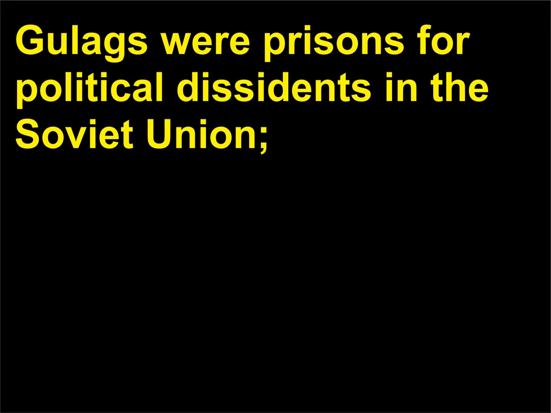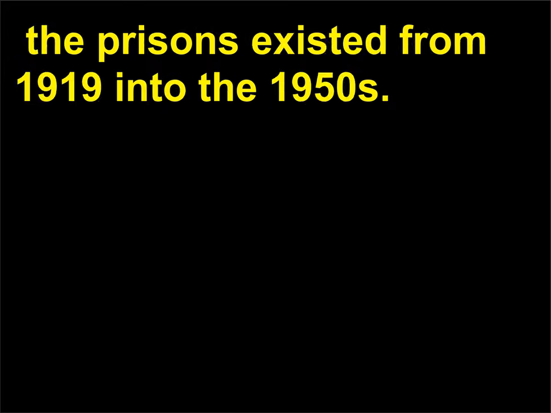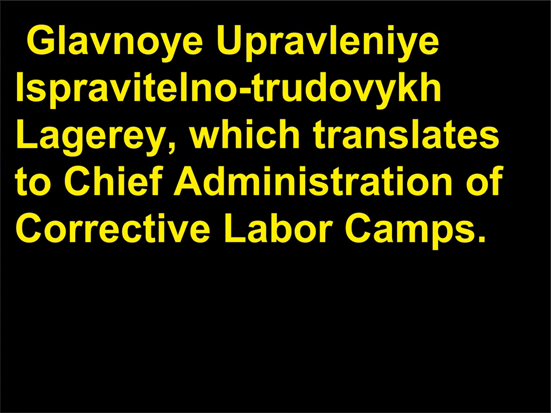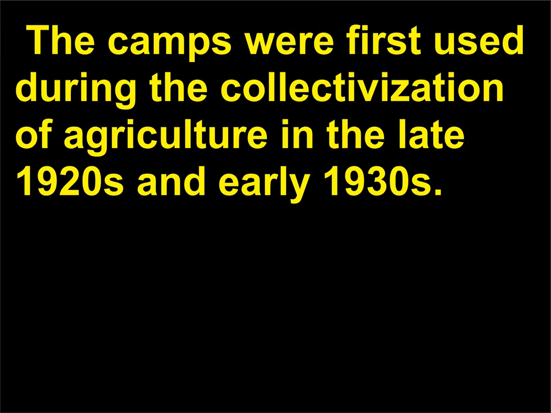Gulags were prisons for political dissidents in the Soviet Union. The prisons existed from 1919 into the 1950s. Gulag is an abbreviation of the Russian name of the system, Glavnoye upravlennoye ispravitelno-trudovykh lagerei, which translates to Chief Administration of Corrective Labor Camps. The camps were first used during the collectivization of agriculture in the late 1920s and early 1930s.